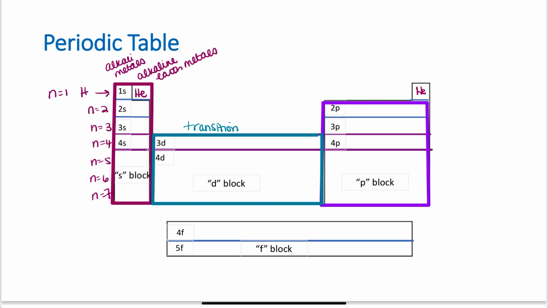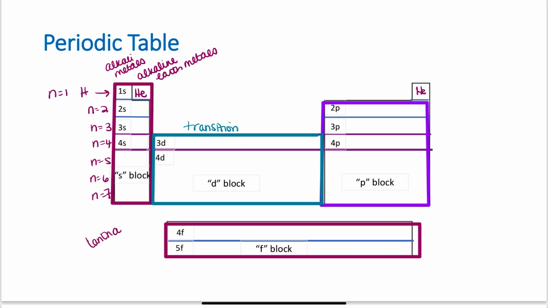And at the bottom of our table down here is our F block. Most often ignored, but it does exist. We do have to pay attention to it. And that's your lanthanide and actinide series. And notice what I was talking about with the numbers. S block starts at 1, P block starts at 2, D block starts at 3, and F block starts at 4.